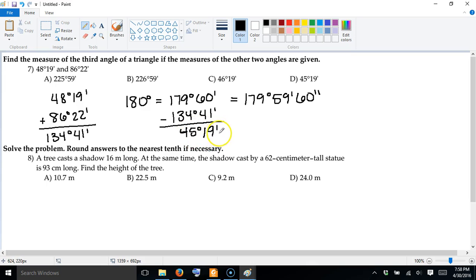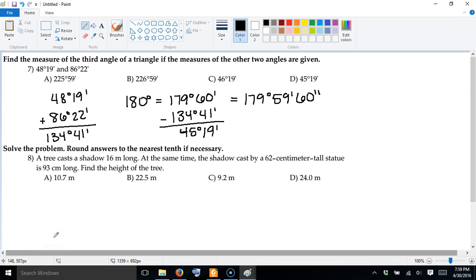And we are done with that problem. Okay, now let's take a look at this one. We are asked in this problem: a tree casts a shadow 16 meters long. At the same time, the shadow cast by a 62 centimeter tall statue is 93 centimeters long. Find the height of the tree.